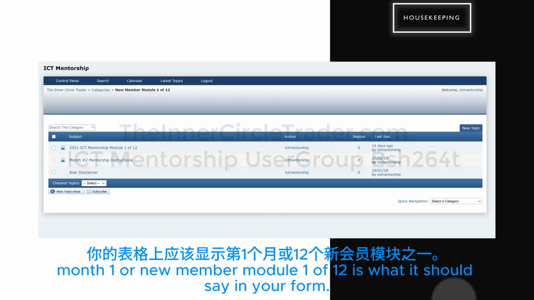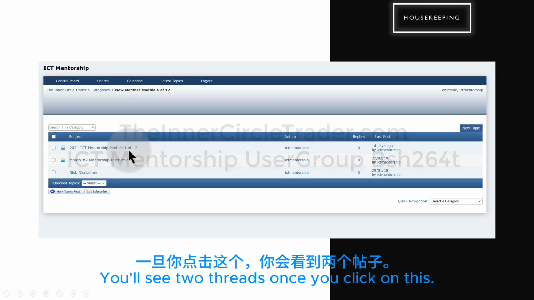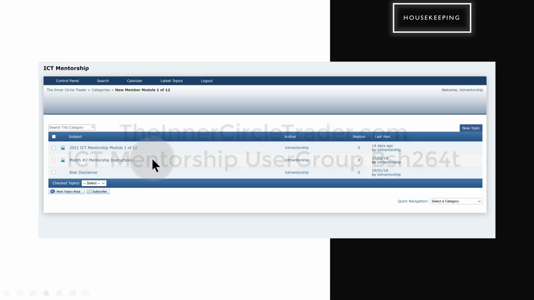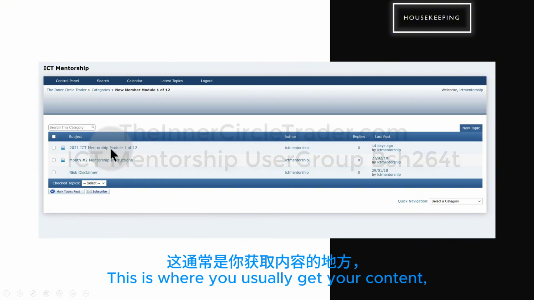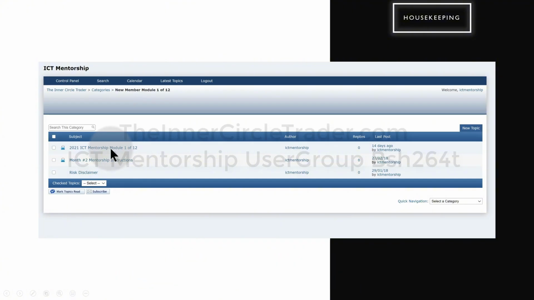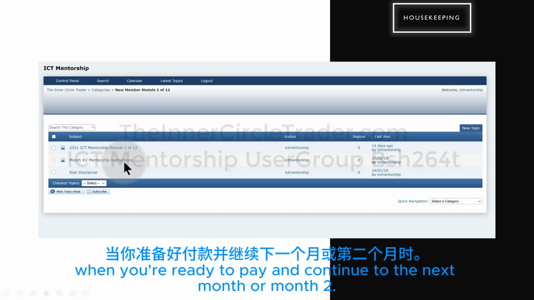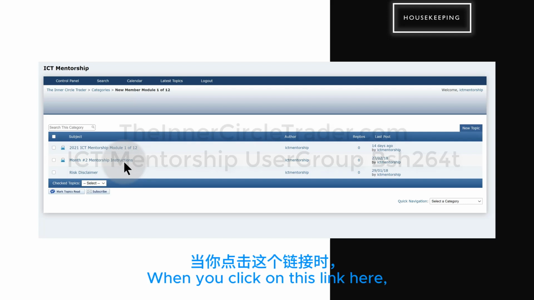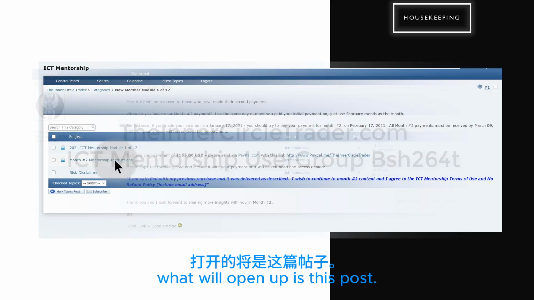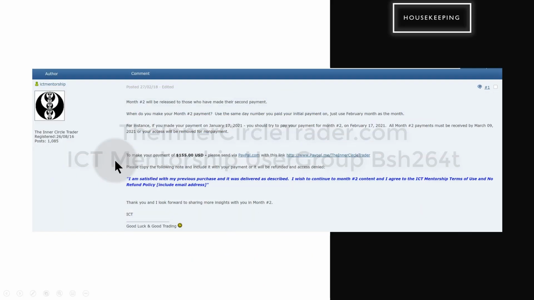If you click on the month 1 or new member module 1 of 12, which is what it should say in your forum, you'll see 2 threads once you click on this. This is where you usually get your content, your lessons for month 1. And then this right here is what you click on when you're ready to pay and continue to the next month, or month 2. When you click on this link here, what will open up is this post.